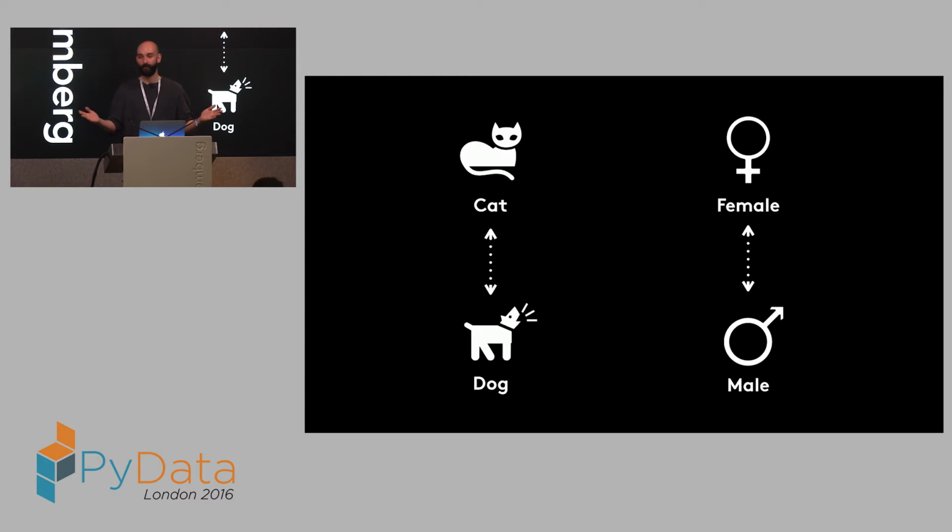Okay, who votes male? Okay, who votes female? Okay, good. You haven't ruined the presentation. Likewise, dog, closer to female, closer to male. Yeah, good. Thank you. Good audience.